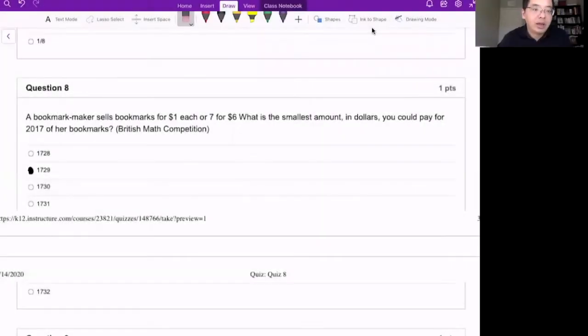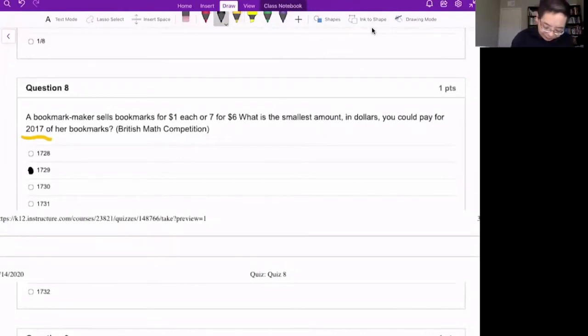Problem number 8. A bookmark maker sells bookmarks for $1 each, or if you buy more, you save more. You can buy 7 for $6. The question is, in order to save money, how should you arrange the package so that you pay the least if you want to buy 2017 bookmarks? Obviously, you should try to buy 7s as many as you can, right? Because that helps you save money.